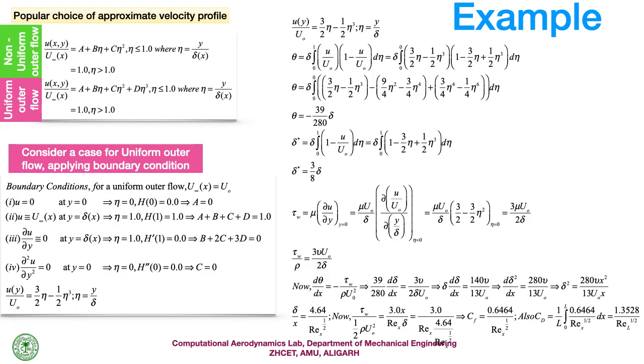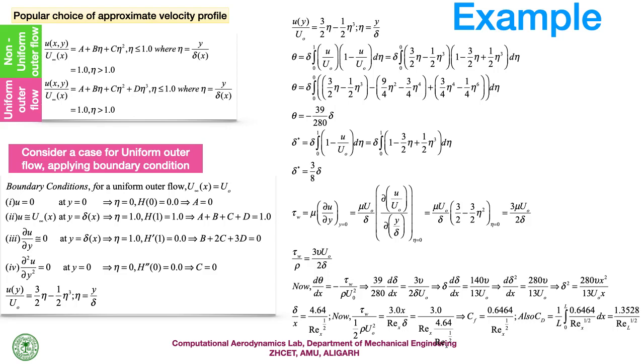So you can see that both of them are functions of x, as delta is a function of x. Now if I substitute this in the wall shear stress, it comes out to be 3 by 2 times rho u infinity by delta. Rho and u infinity are not functions of x. Delta is the only function of x, so again the wall shear stress is a function of x. Now using the von Karman momentum integral equation, for the uniform outer flow d theta by dx becomes equal to tau wall by rho u infinity square. I substitute these quantities and get delta square equal to 280 by 13 times mu x square by rho u infinity x.